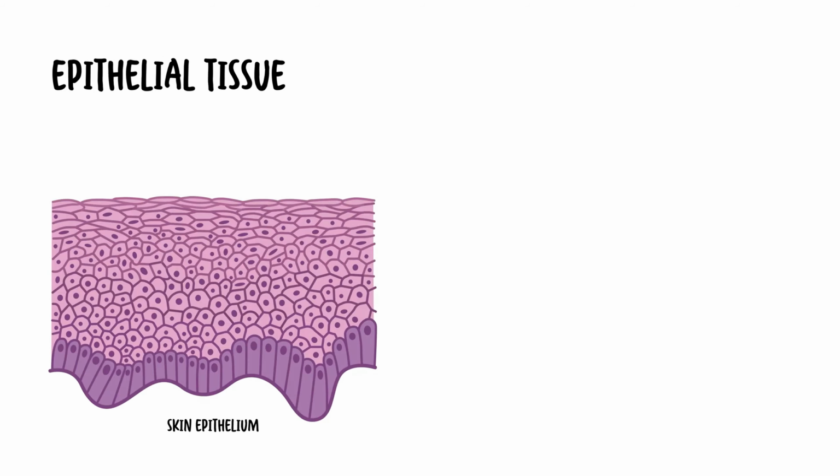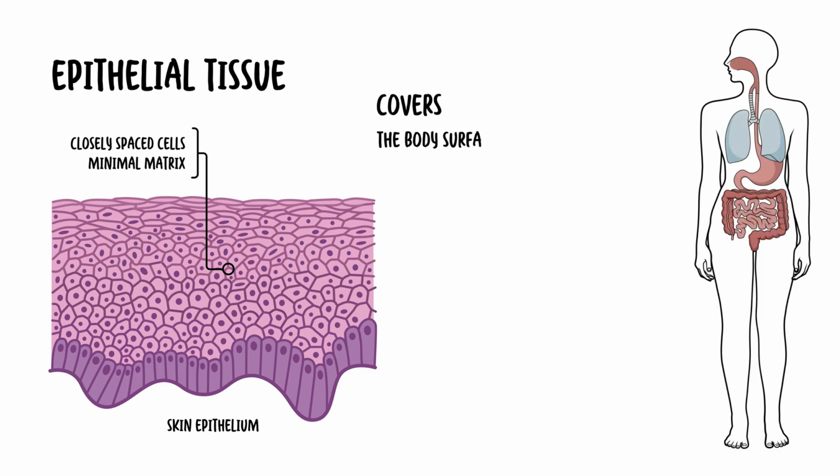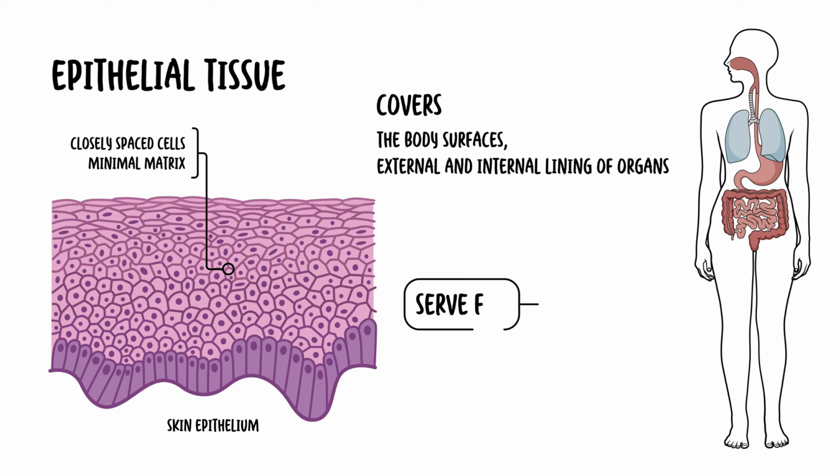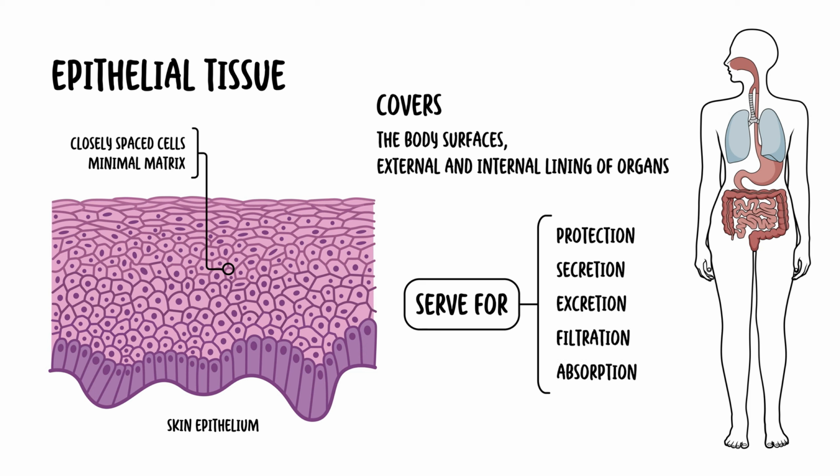Epithelial tissue, for example, is composed of layers of closely spaced cells. So, epithelial tissues are composed of cells that are packed tightly together. You can think of them as bricks on a wall. They contain minimal matrix. Epithelial tissues cover the body's surfaces, so they actually make up your skin. They cover external and internal lining of organs. And because of this, they serve many roles. They serve for protection, secretion, excretion, filtration, and absorption, particularly in glands and the kidneys, for example, where they are found abundantly.